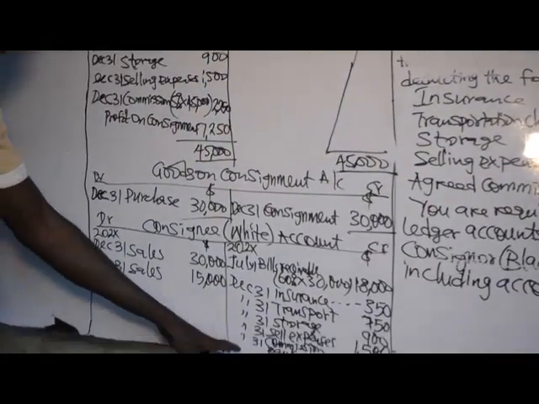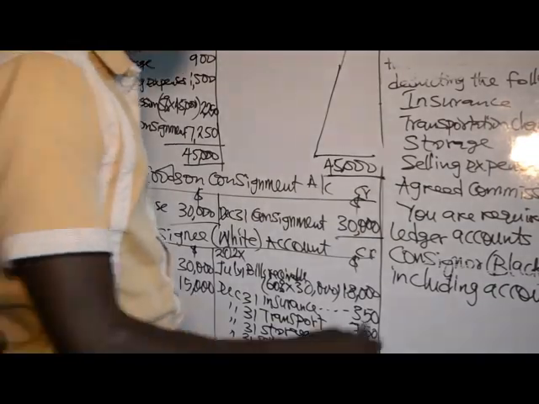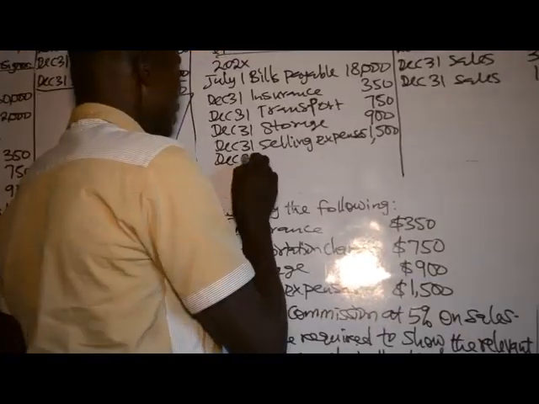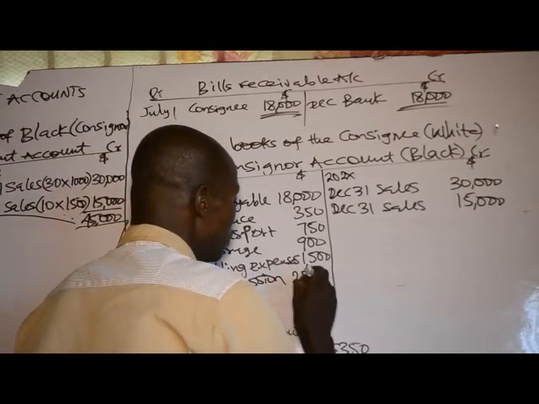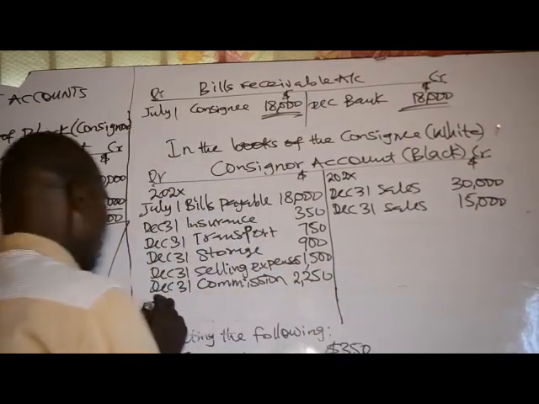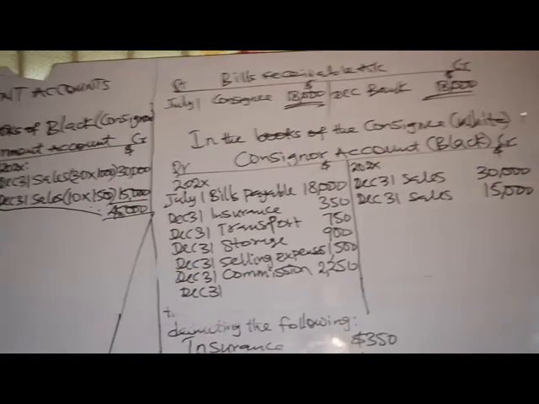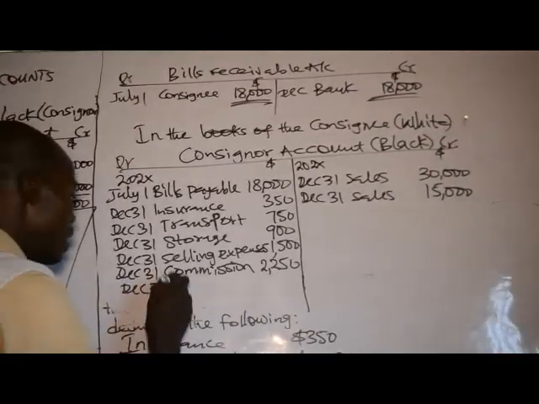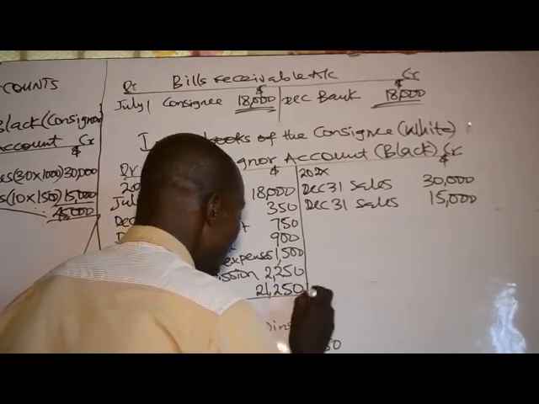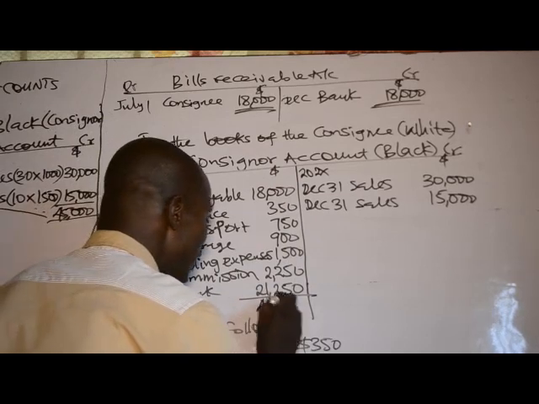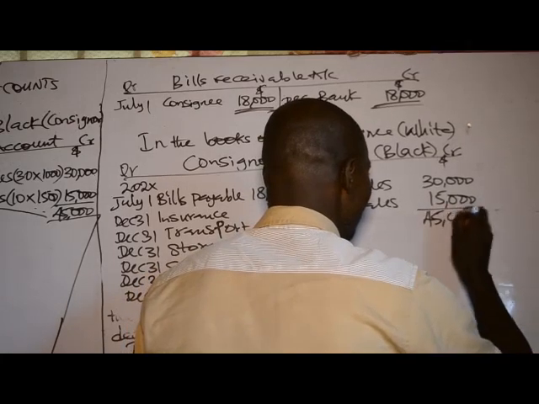Now, then we also have agency commission of 2,250. Commission, December 31st, commission of 2,250. The balance was remitted as a bank draft, and that balance is 21,250. So we have bank 21,250. So the total of the debit side will be 45,000, and the total of the credit side is 45,000.